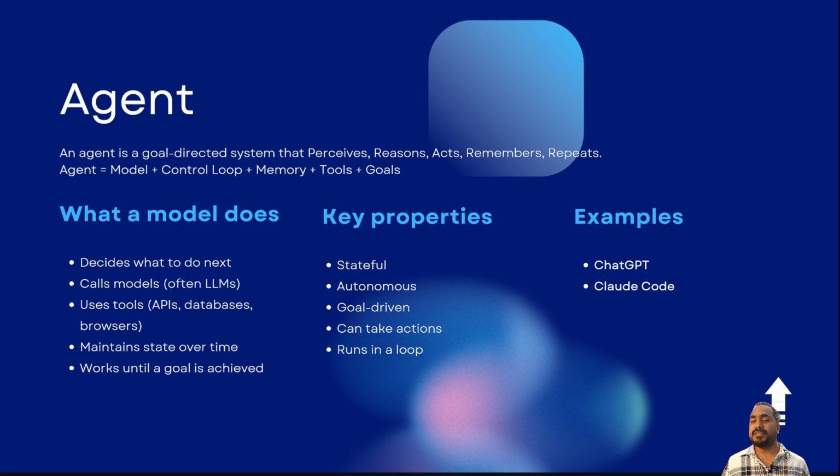Let's see the key properties of agents. Stateful. Agents remember what happened. They maintain context across interactions. Autonomous. Agents decide what to do next. They don't wait for instructions at every step. Goal driven. Agents have objectives they're working toward. They evaluate their progress. Can take actions. Agents don't just say things, they do things. Browse the web, execute code, send messages. Run in a loop. Agents don't stop after one response. They continue until their goal is achieved or they are stopped.